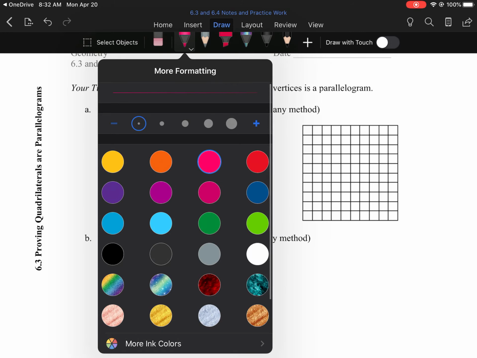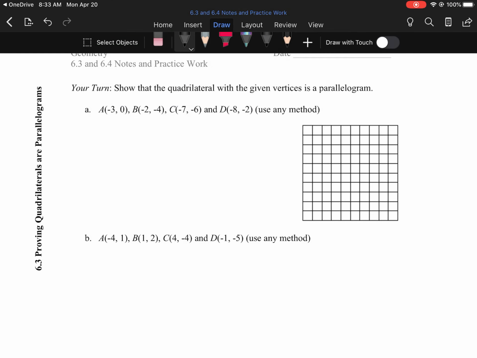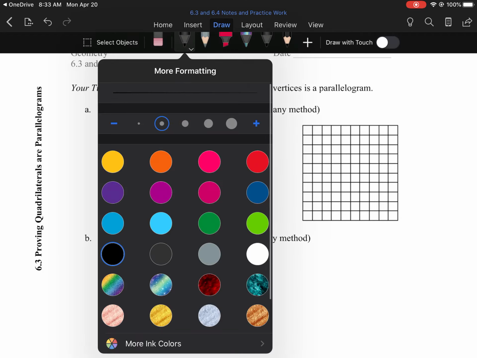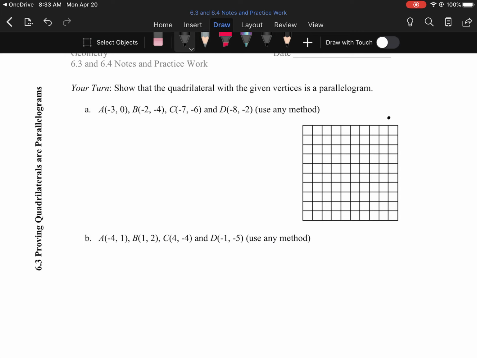All right, so for this one, let me get my black one, make it a little bit thicker. If you look at all the points, they're negative. So it's easiest if you put your XY axis toward the left, and then I put it 2 down from the top, and it fit pretty nicely.